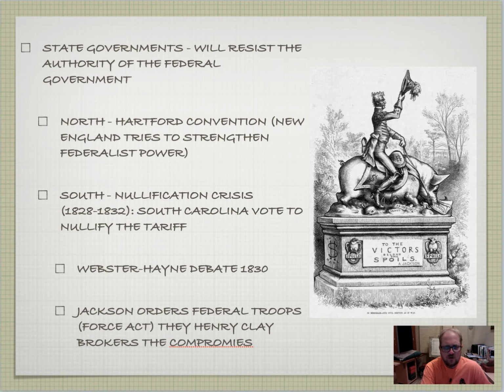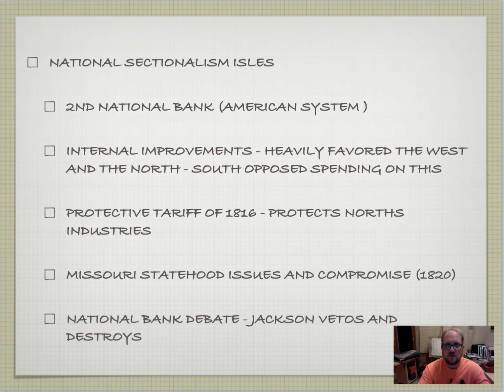We see Daniel Webster and South Carolina Representative Hayne debate the legality of this tariff. Eventually, Jackson is going to order federal troops to basically remove anyone or any state not abiding by the tariff. Basically, it was going to play poker and force South Carolina to stop disobeying the tariff law. Before this happens, though, Henry Clay does broker a compromise to sort of end this nullification and tariff controversy.